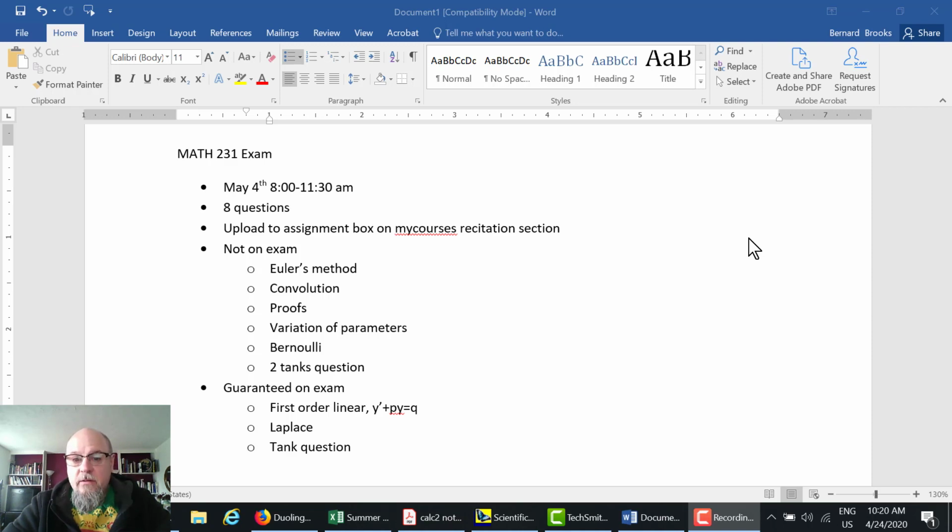Things that are not on the exam: no Eulers, no convolution, no proofs, variation of parameters, a Bernoulli question. There's no question where there's 2 tanks. But guaranteed on the exam, there is a tank question. Obviously, there's Laplace questions, and for sure there's a first order linear, a y prime plus py equals q question on there.